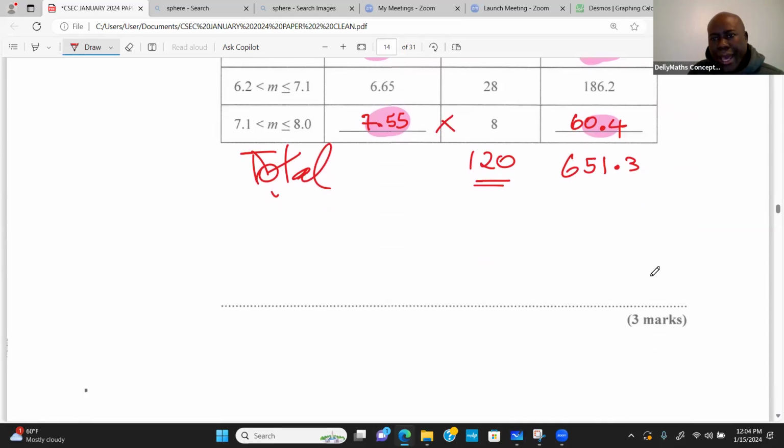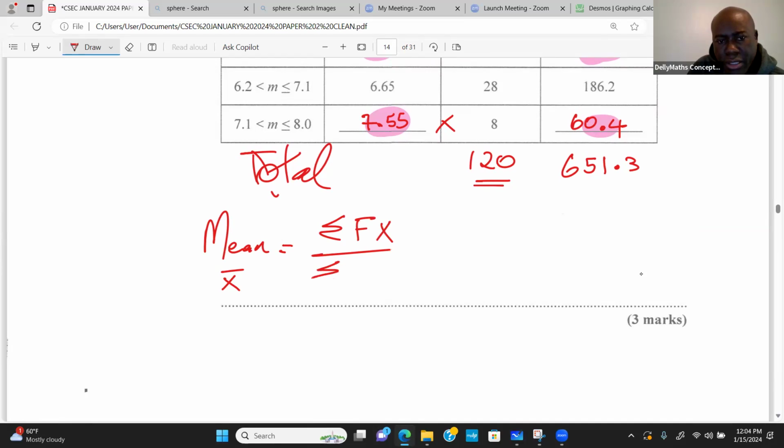Now remember that the mean, and some call it X bar, is equal to the sum of fx over the sum of f. In this context, it's 651.3 over 120.